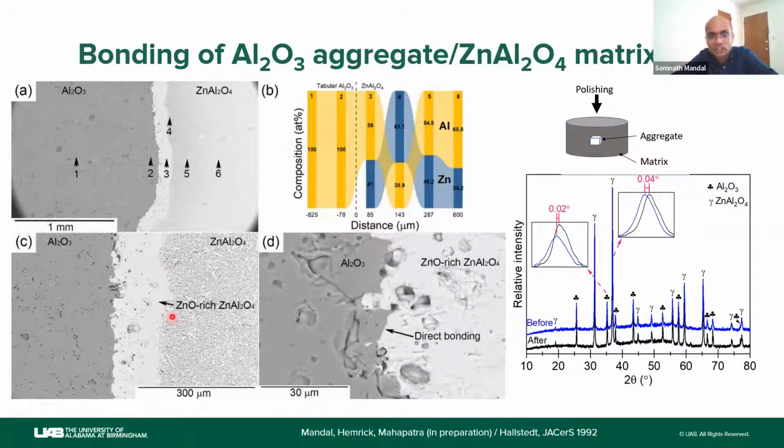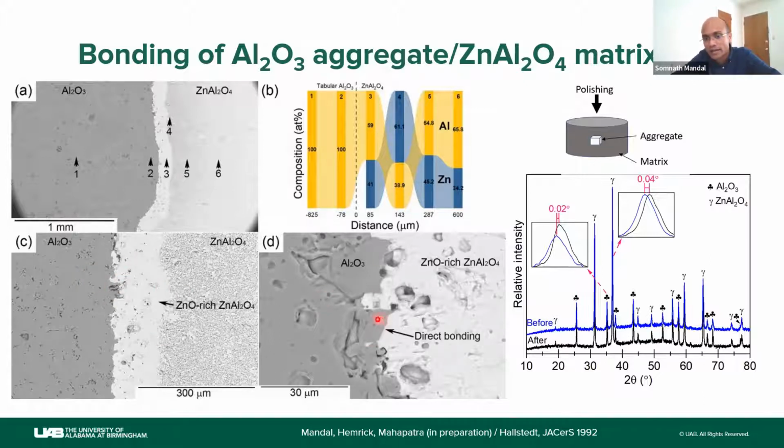This is actually zinc oxide rich zinc aluminate, and the zinc oxide content is highest at this region where the zinc aluminate matrix just starts. So what this means is that zinc oxide actually has a high reactivity with alumina. So this zinc ion present in zinc aluminate is migrating towards this reactive tabular alumina grain, and it's forming this zinc rich zinc aluminate phase, but it cannot penetrate fast enough because this tabular alumina is a dense aggregate, a commercial aggregate. But all of this leads to direct bonding.